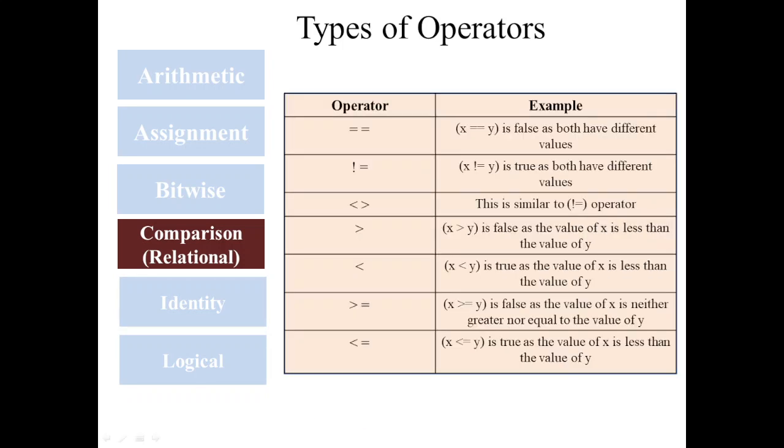For example, one comparison operator is used to check whether two values are equal or not. In order to check whether two values are equal or not, we use the equal operator two times. Similarly, we can check whether two values are not equal, whether a value is greater or less, greater than or equal, or less than or equal. This is very simple. We can check it from here.